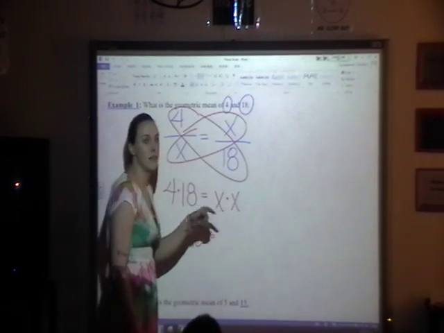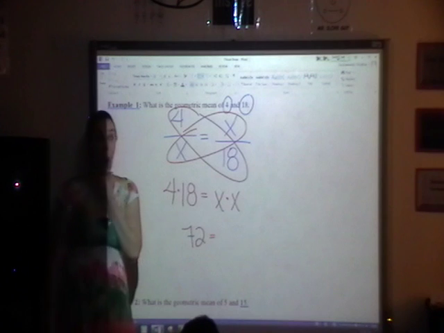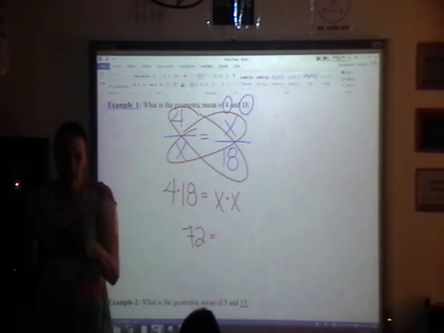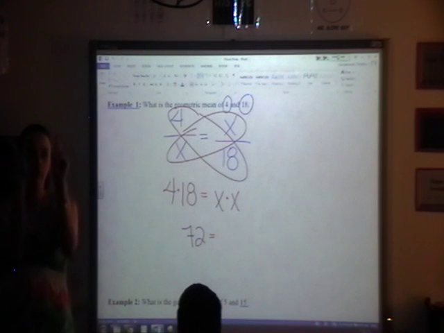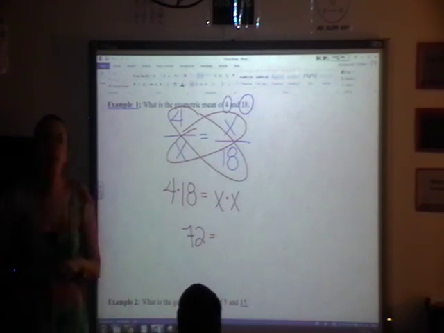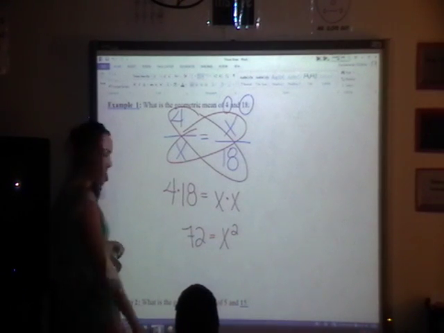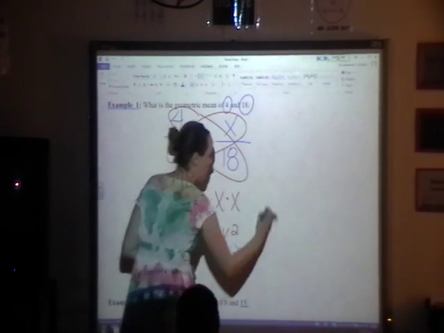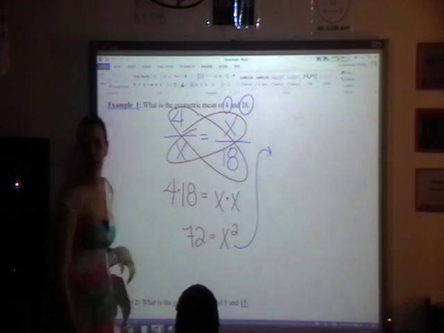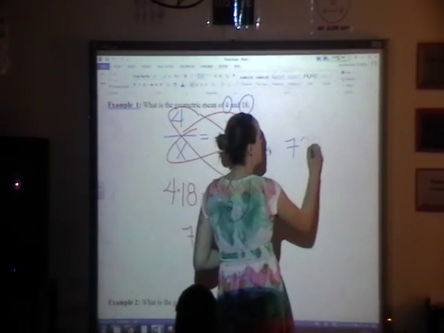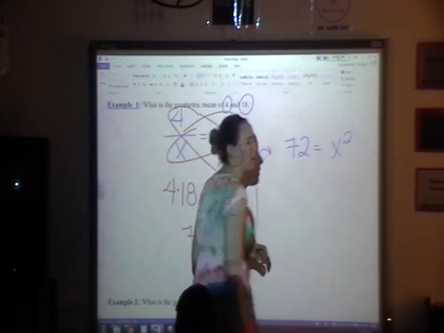What is x times x? 2x is saying I have 1x and I have another x, so I would have 2 of them, like I have 2 fingers. When you multiply, you have an exponent. We have x squared. Did we show you guys the exponent song? We're going to play it next. So 72 is equal to x squared.